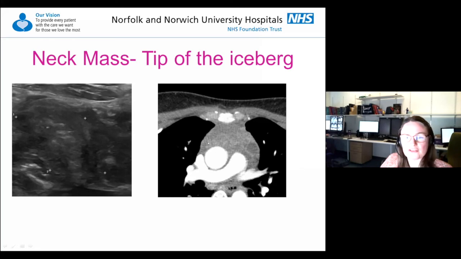And when she was CT'd, the mass was actually going all the way down into her anterior mediastinum, and this is quite an aggressive tumour, unfortunately. I think it turned out to be adenocarcinoma. I don't think we could tell that, but we could biopsy it from the neck, which is obviously much easier than trying to biopsy the mediastinal component.